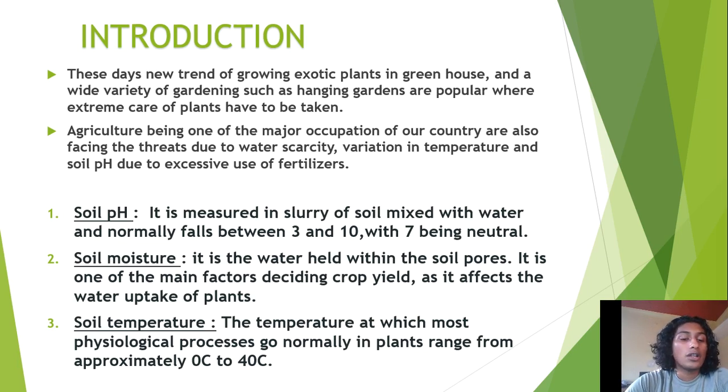Next is soil moisture. This is the water held within soil pores. This is one of the main factors deciding crop yields, as it affects the water uptake of plants. The use of a moisture sensor helps to evaluate soil moisture, which helps to make relevant irrigation decisions.